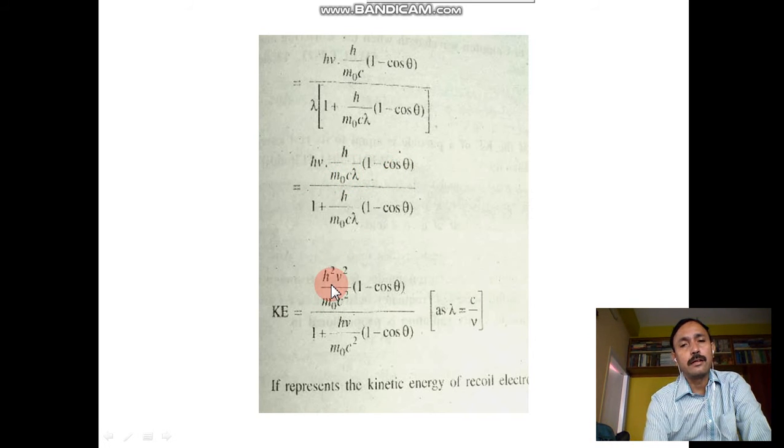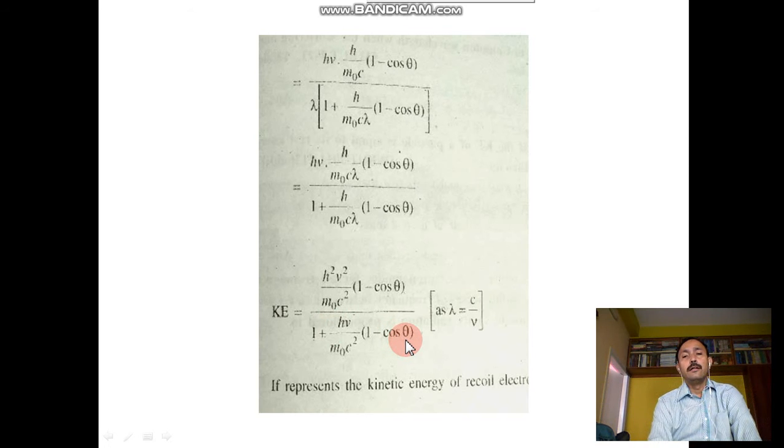So here this is h square nu square by m0 c square 1 minus cos theta, by 1 plus, again lambda means c by nu. So in the numerator of this one m naught c square, this only h nu. So 1 plus h nu by m naught c square 1 minus cos theta. It represents the kinetic energy of the recoil electron.